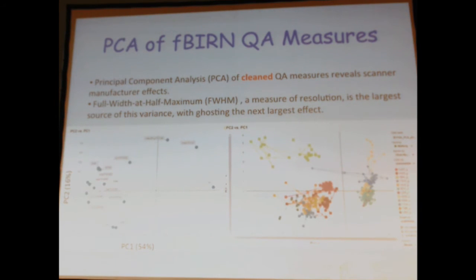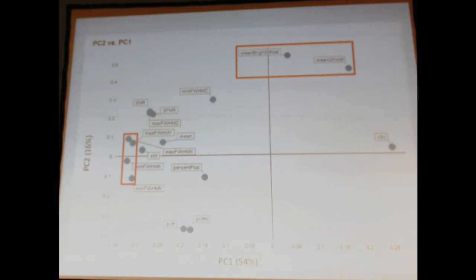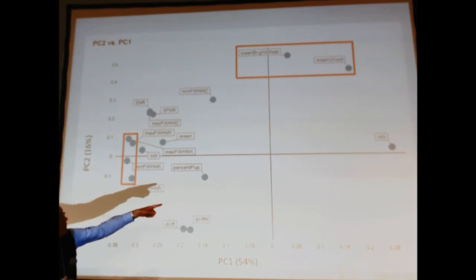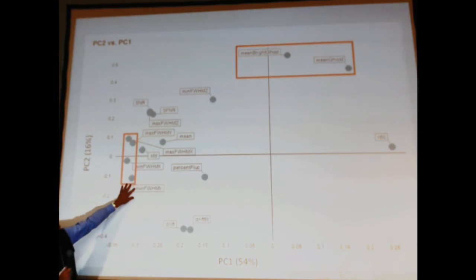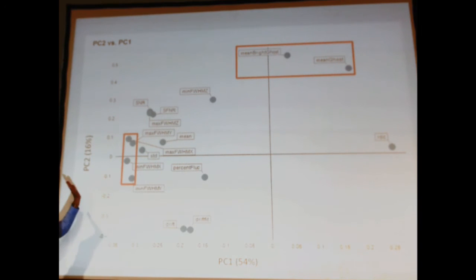Let's go to the next one because you probably can't see that very well. Hopefully you can see this a bit better. So these are the saliencies or the weights on the individual variables. And you can see here that the first component is being driven by full-width half max in the x and y direction in each slice. You get a minimum and a maximum value because it's a statistical measure; the way they do it in FBIRN, they actually use a local finite difference measure. But basically, this is a resolution axis, okay? And the other axis is ghosting.